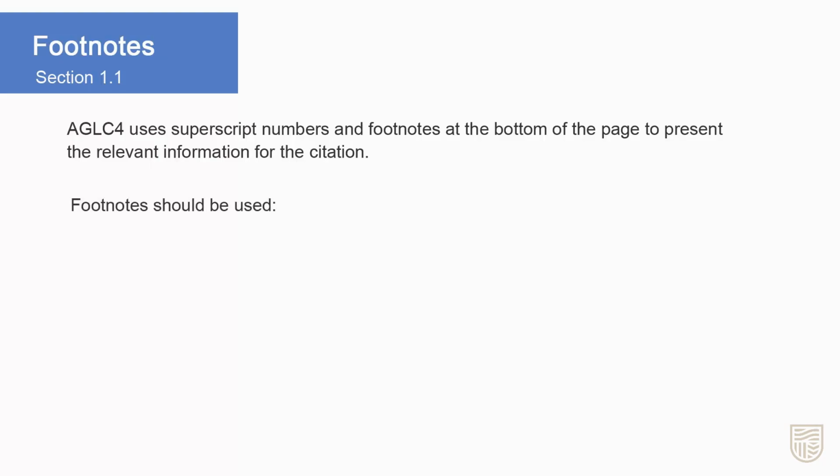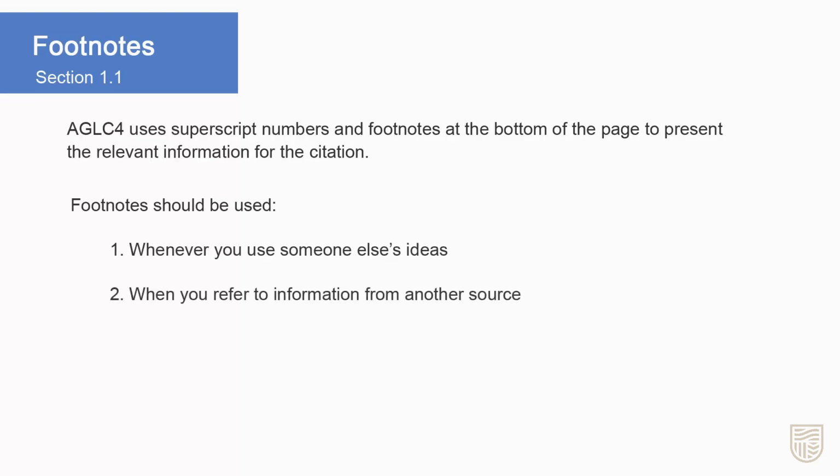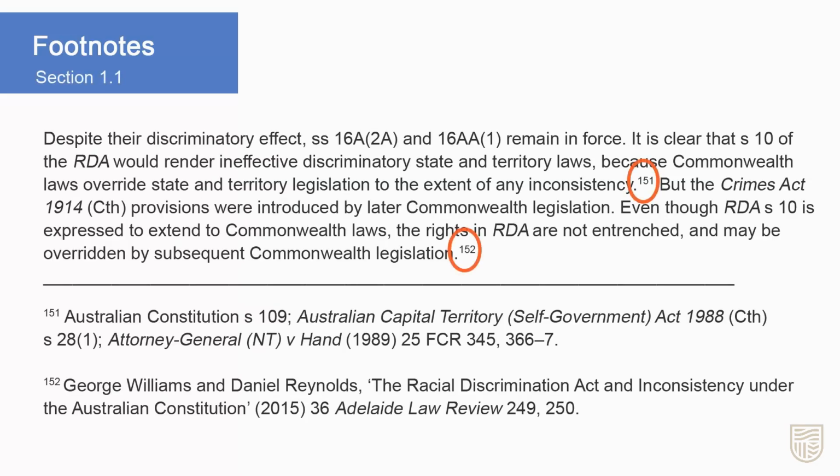Footnotes should be used whenever you use someone else's ideas, when you refer to information from another source, and to back up an argument or make a point of law. Footnote numbers are included consecutively after a punctuation mark. The citation is then included in a footnote at the bottom of that page. A full stop is used at the end of every footnote.